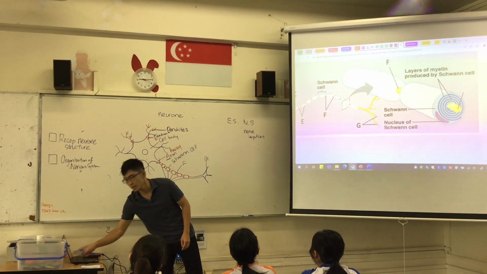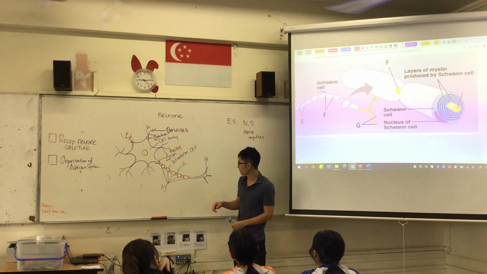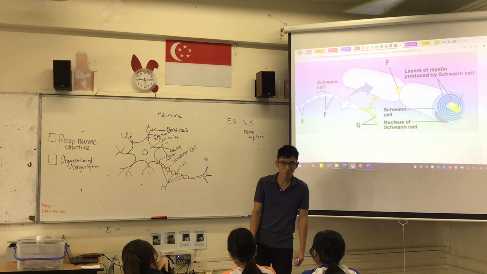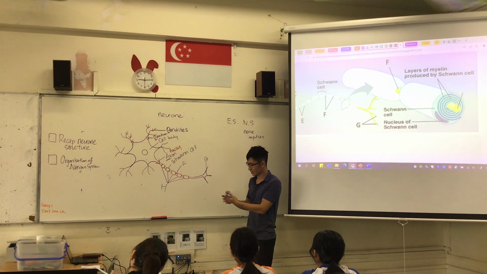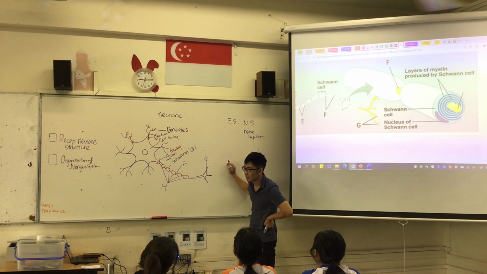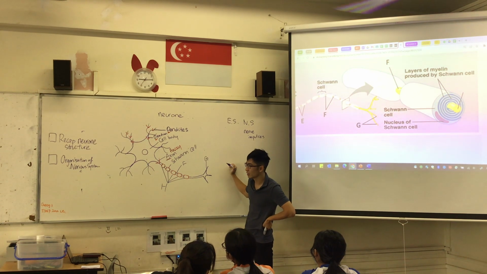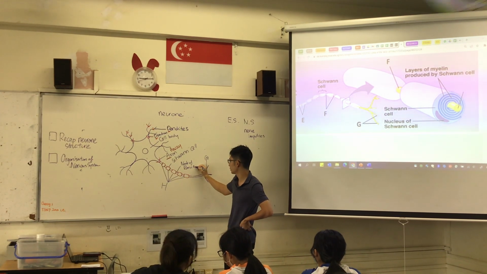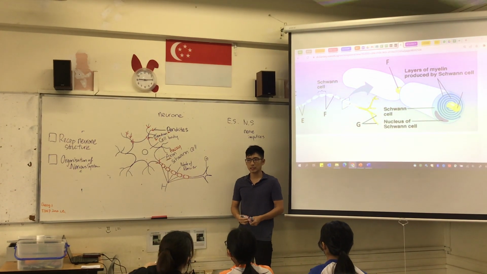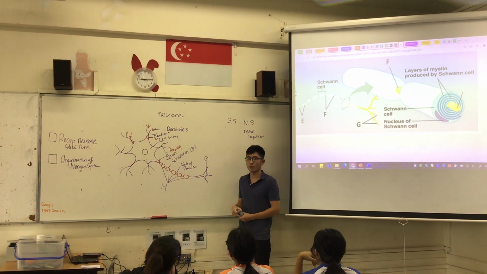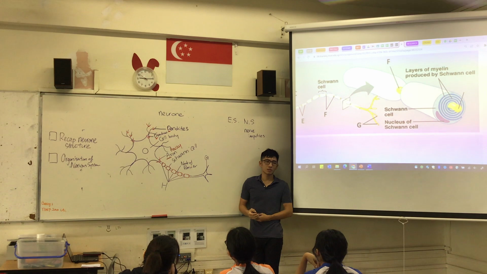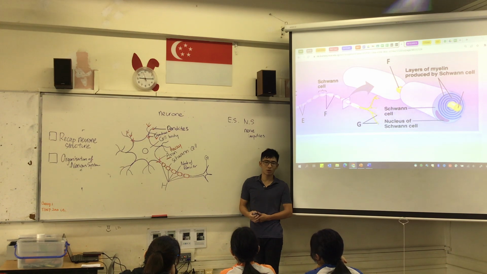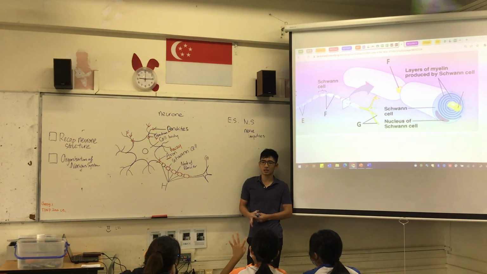Okay, Alpha, you can nominate someone. This person will either choose F, G, or H. Zui. Okay, your choice. Okay, which one is node of Ranvier? Okay, thank you. Node of Ranvier. So a question for you, how many nodes of Ranvier do you see on this particular neuron? Quick count. How many nodes are there?